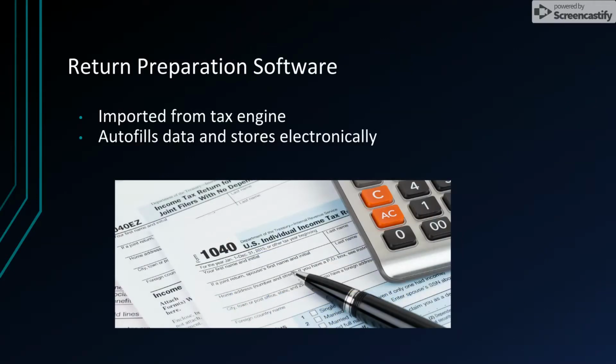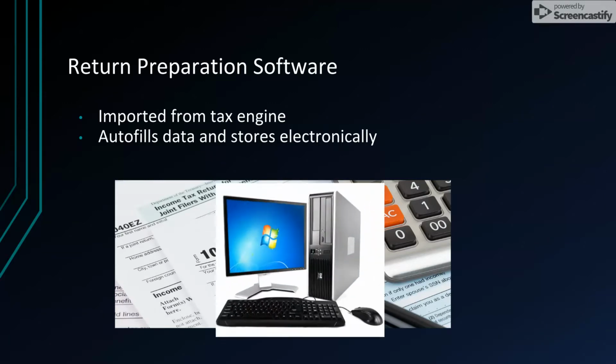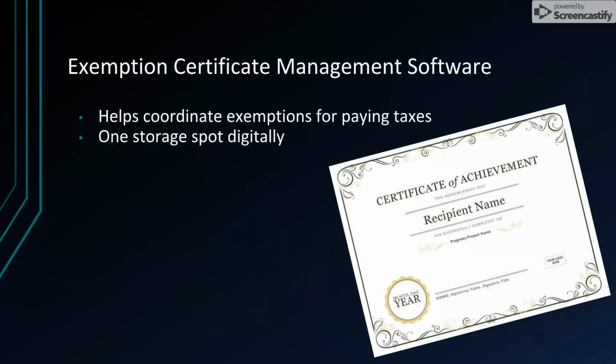With return preparation software, you import data from, say, a tax engine, and with the software, it autofills the data and does your calculations for you, and you can just store this electronically. Look at that. Exempt certificate management software. So an exemption certificate is where a company presents this, and it shows that they're exempt from paying a certain tax. And so with the management software, you can store this all digitally in one spot.